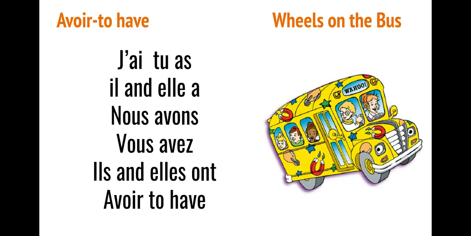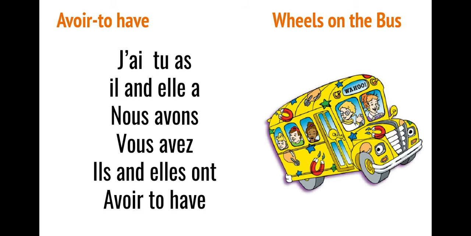Excellent. Okay, so all of these items are things that we have or don't have. And to talk about what we have, we're going to use the verb avoir. So we should remember this song. If not, here's how it goes. J'ai, tu as, il and elle a, nous avons, vous avez, ils and elles ont, avoir, to have.